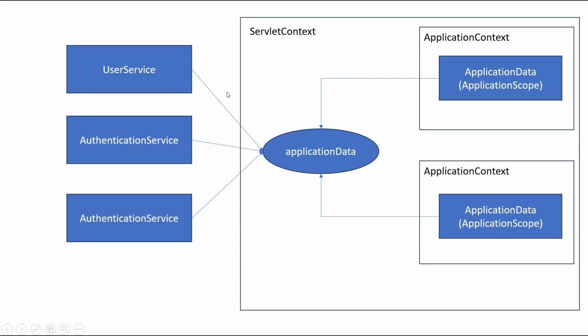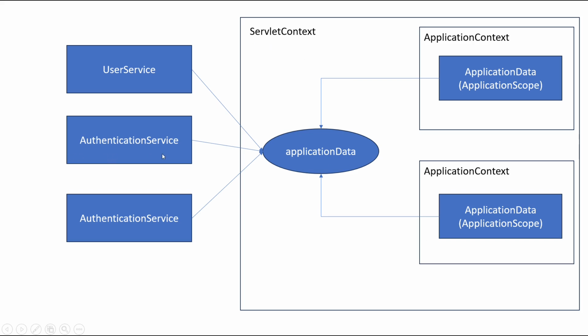That means, let's say user service needs application data, which is application scope. So what it will do, it will ask. If it asks application context 1, let's say, then application context will provide this application data to the user service, and it will place this in the servlet context. That means it will set the property. We have set attribute, get attribute methods in the servlet context, right? So it will call the set attribute method in the servlet context, and it will set this object at the servlet context level.